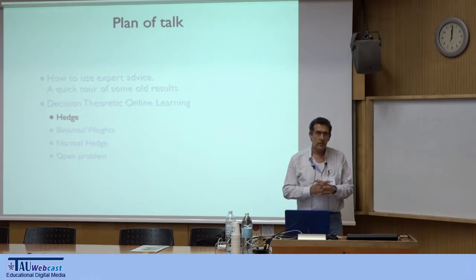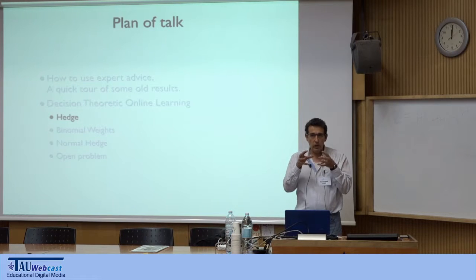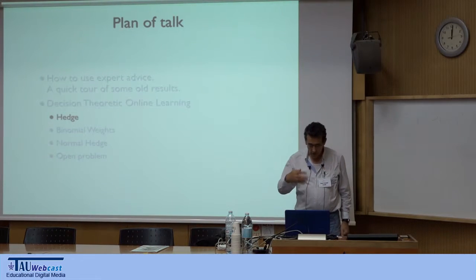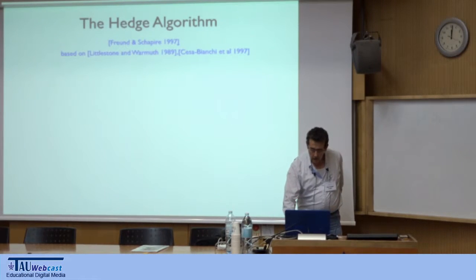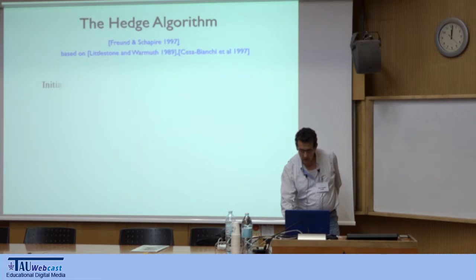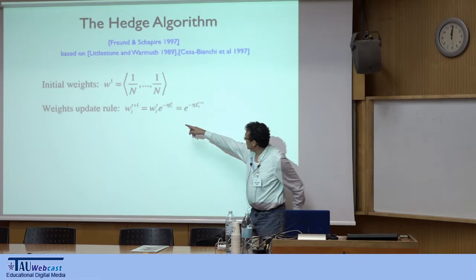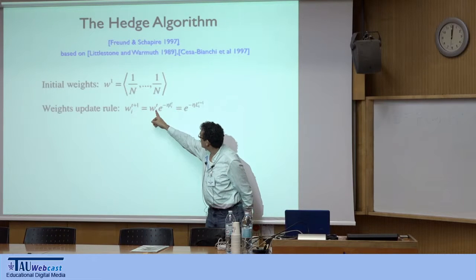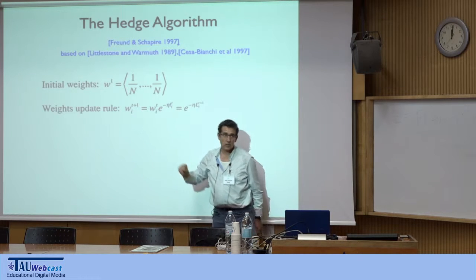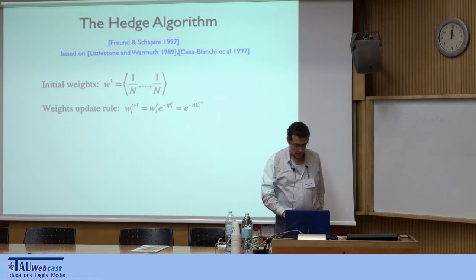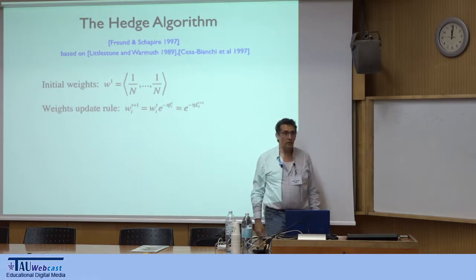So here is the hedge algorithm. The hedge algorithm is nothing but a piece out of the "how to use expert advice" algorithm. But it's a simpler piece, so it's easier to expand it. Okay, so the initial weights are uniform. The weight update rule is that we just take the weight at iteration t and multiply it by e to the minus this parameter, eta, times the loss of that expert. Or to say it differently, you can just say it's e to the minus eta times the cumulative loss of that expert.